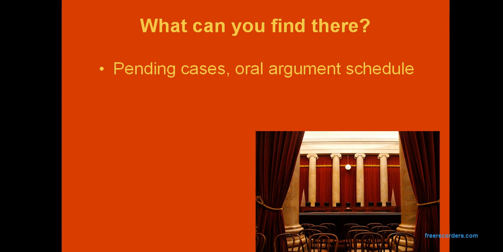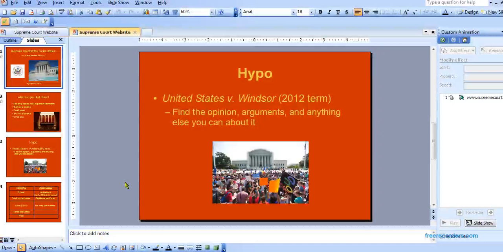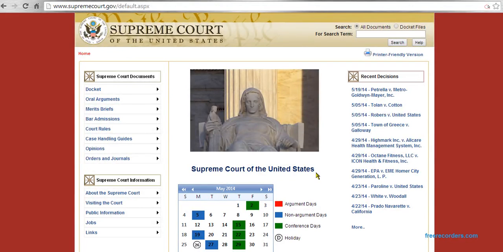You can find information about pending cases, you can find the oral argument schedule for cases before the court, opinions and orders of new opinions and prior opinions, court rules, information for attorneys who are practicing before the court, as well as other information. Now let's look at the website.